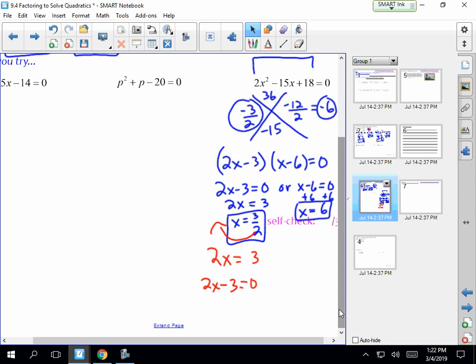So in the middle one, there's an unwritten 1 in front of that p. So on the bottom is a 1. Does it have to be negative 5 on the first?